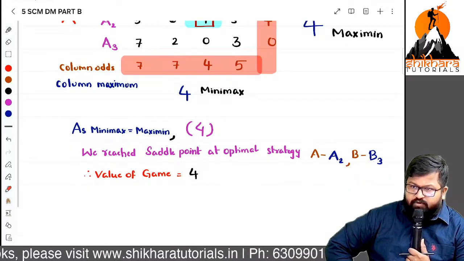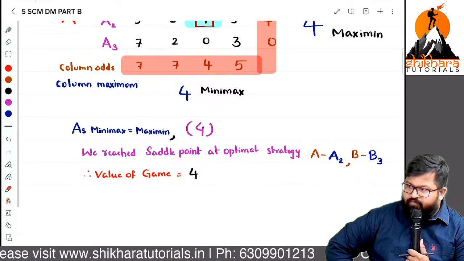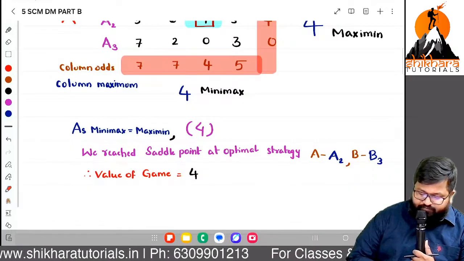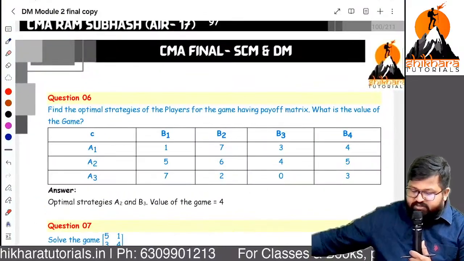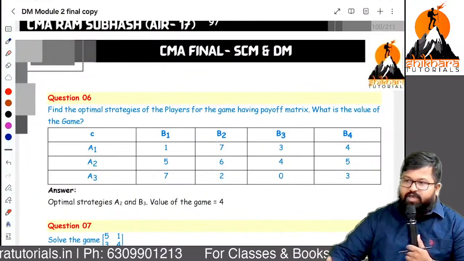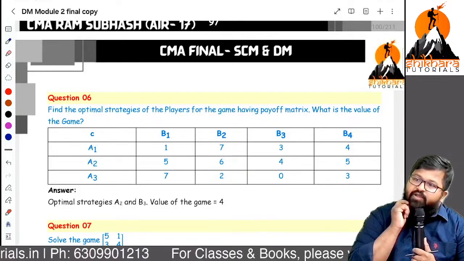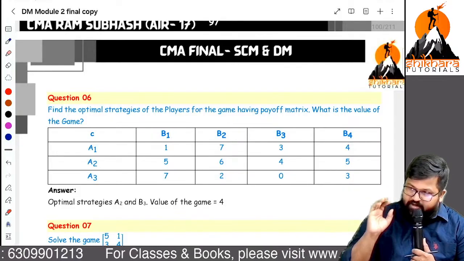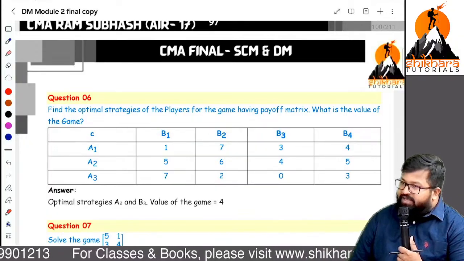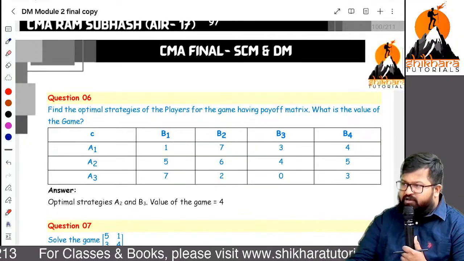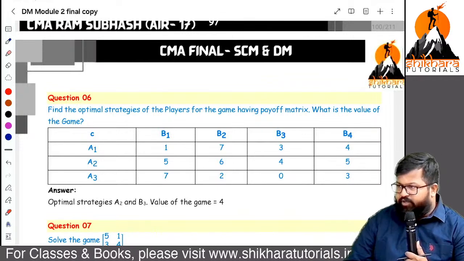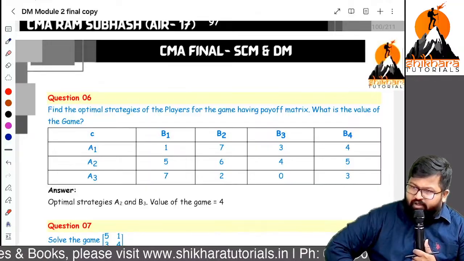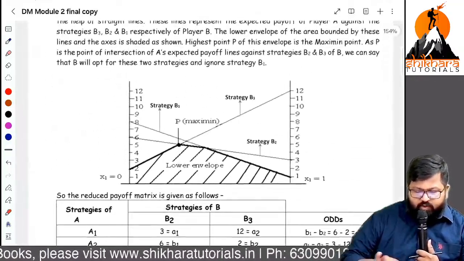Shall we go through the problem once, what we have done? What is the question asked there? See the question once. He's asking us to find optimum strategies. Can you tell the optimum strategies for player A? A2, and for player B, B3. That part is done. Next, what is he asking? The value of the game. Therefore, the value of the game is 4 as it is a saddle point. In the order, what is the next question? Question number 3. See question number 3 once.